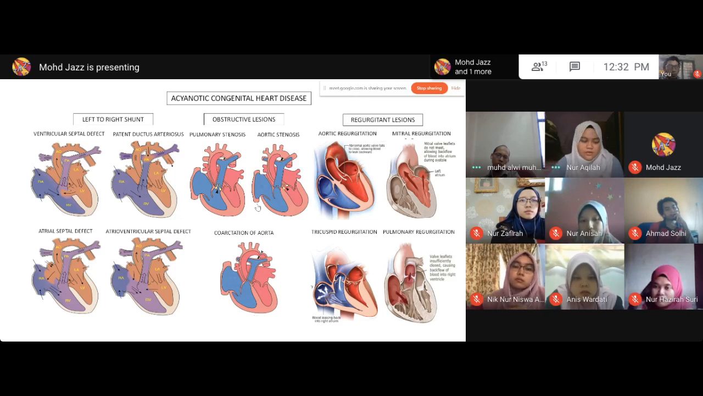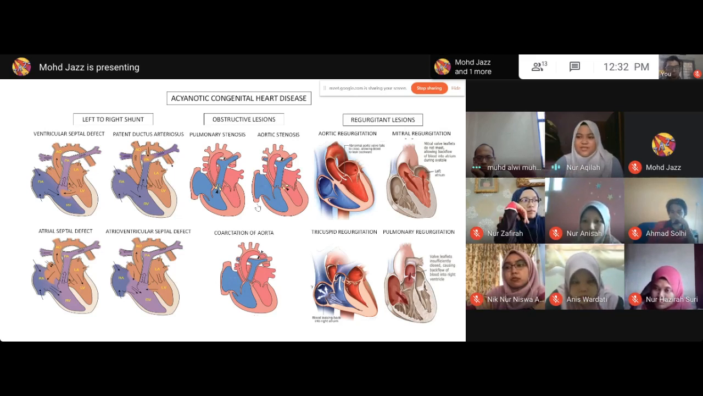So in preductal coarctation of aorta, or we can also call it infantile coarctation of aorta, because it usually presents early in life, in infancy. In preductal, it means that the lesion occurs before the ductus arteriosus. So in this situation, the patient usually presents early, and it may be associated with arch hypoplasia, but not necessarily.